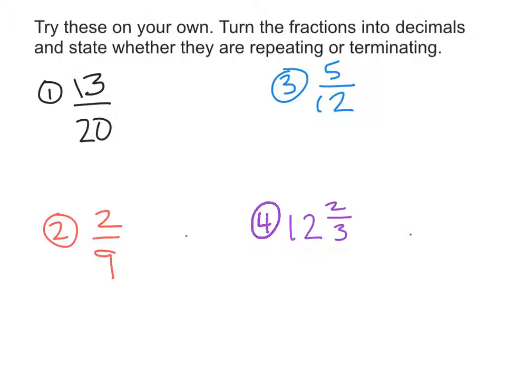Try these problems on your own tonight for homework and bring them to class tomorrow for credit. If you're looking at number 4 a little confused, go back to the last lesson that we did where we worked with mixed numbers, turning them into decimals. Remember, all that you're really going to be working with is this 2/3 right here. You got this. I believe in you.